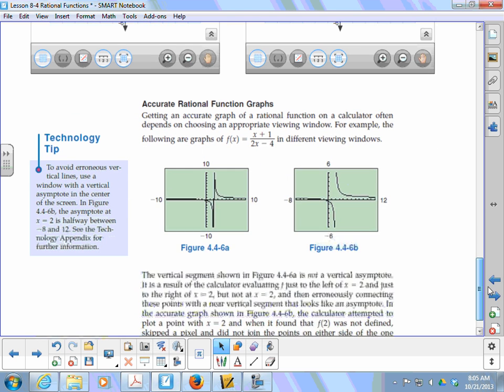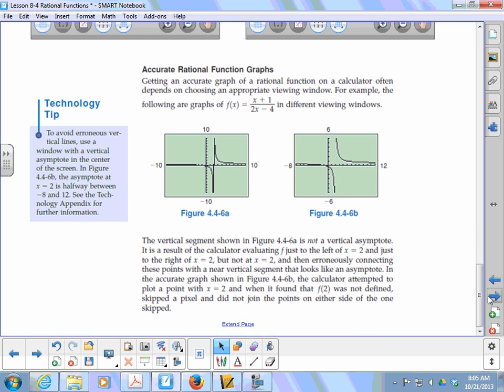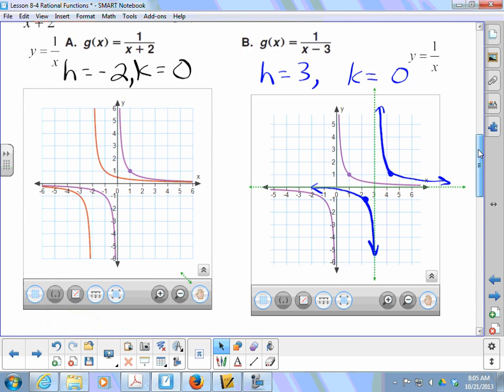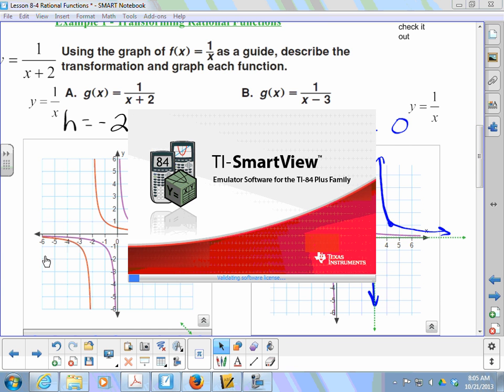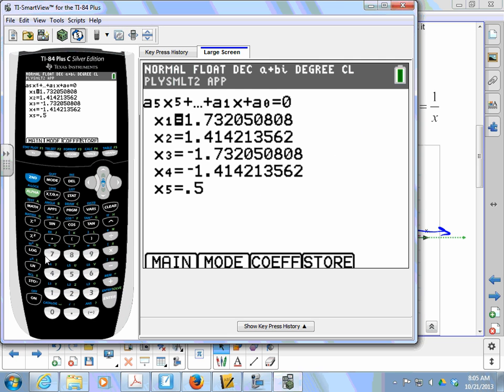All right, so I have a little note down here for accurate rational function graphs. If you're graphing these on your calculator, you won't have as big of an issue on the 84s as if you had an 83, but I want you to go ahead and do this. I want you to graph letter B on your calculator. I don't know if you'll have any problems with this or not, but we'll check it out and see.